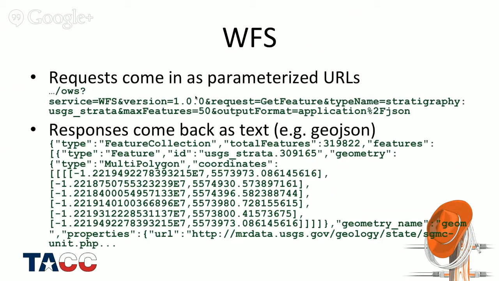And the same basic thing with the feature service, except what you're getting back is text. And this, to me, looks like an example of JSON.